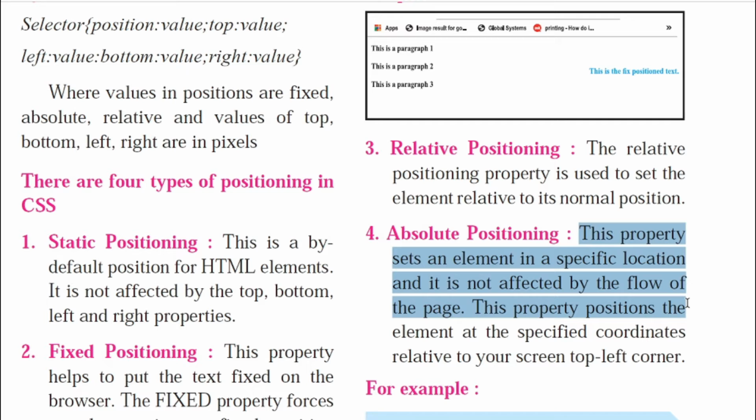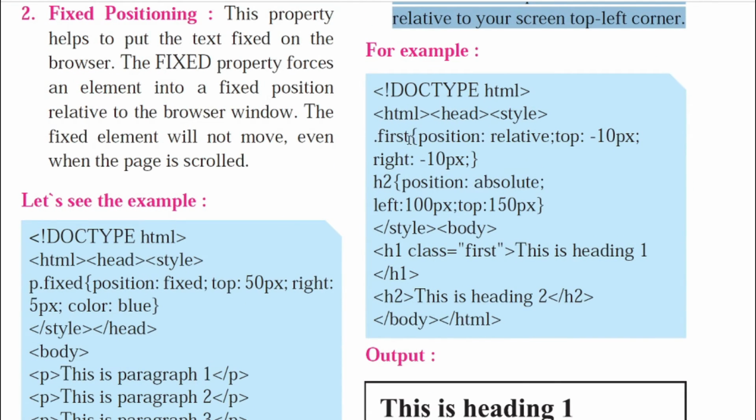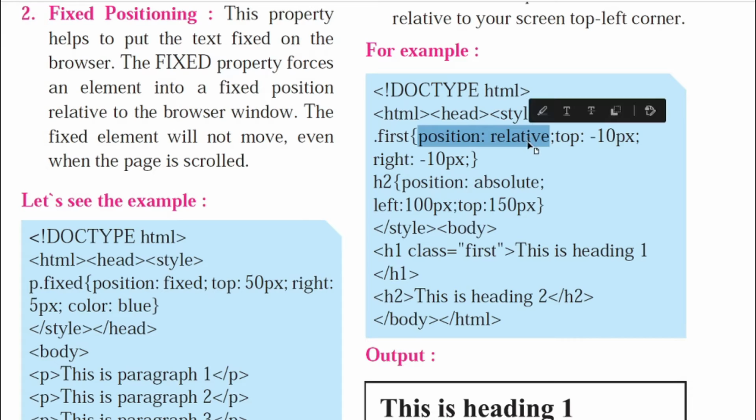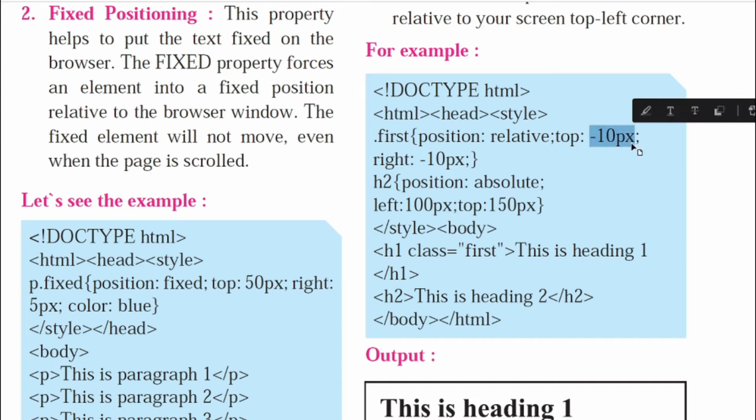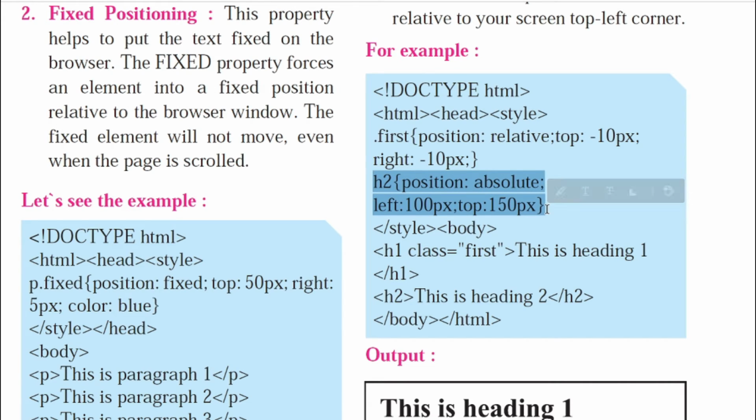It is absolute. This property positions the element at specified coordinates. We are going to give coordinates here, and based on those coordinates, an absolute position is being decided for a particular element. Here is an example, my dear students. See, once again a class is being created. Dot first position is relative, and from top minus 10 pixels, from right minus 10 pixels, and for h2 the position is absolute, left 100 pixels, top 150 pixels.